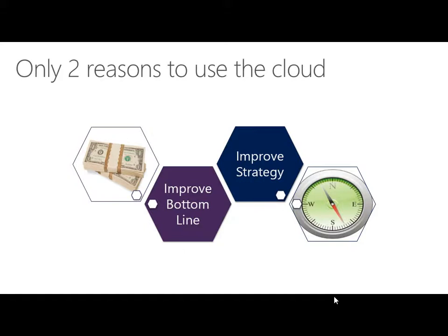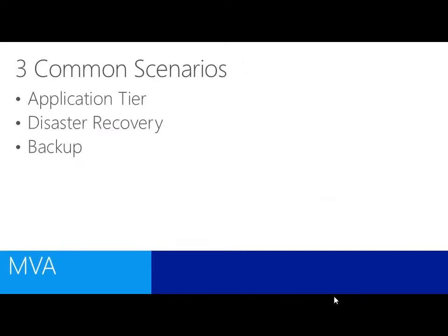So when you look at the reasons to use the cloud, and even the reason to use hybrid clouding, it's really two things: to help you save money or improve the company in ways you couldn't do otherwise. When we think about this, there are three common scenarios that we're seeing at Microsoft that allow people to use the cloud. First, they might actually use it as an application tier.